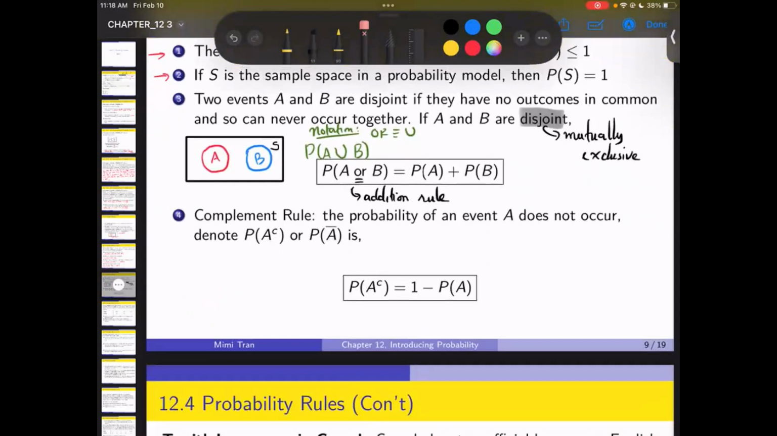Complement rule. The probability of an event A not occurring, we denote that as P of A complement, like that, or P of A bar.